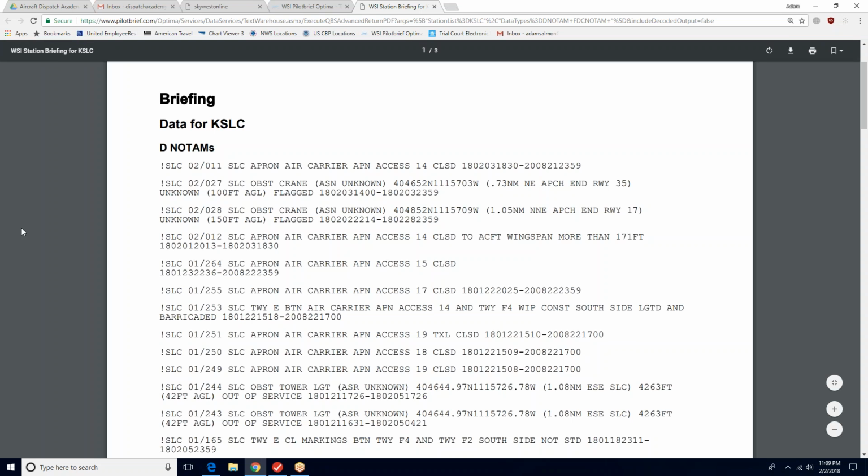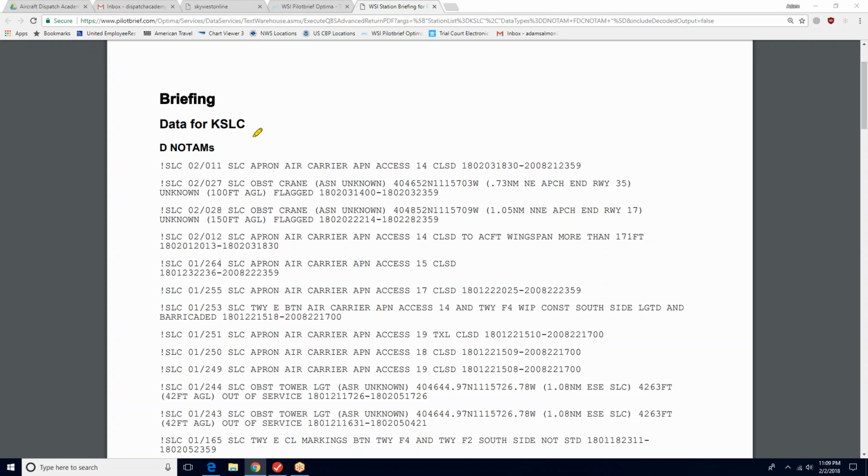So when you start looking at these, if you can train your eyes to look at the big picture, where you're looking at all of these NOTAMs up and down the page, you'll see that there are columns. If you look at this column, you see a bunch of things that say Salt Lake City. In this column, you see all of the dates and the NOTAM numbers. This column, obviously, is the airport identifier again.